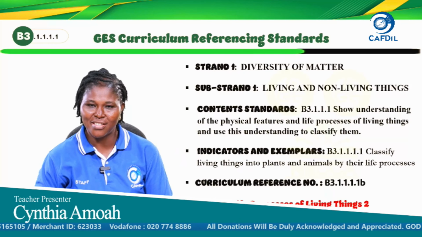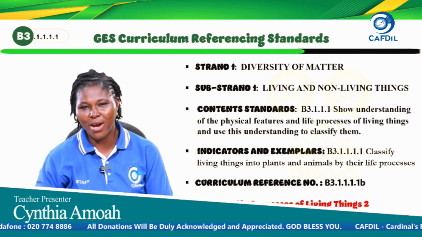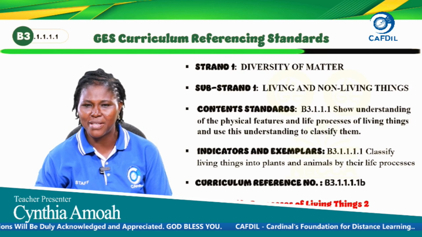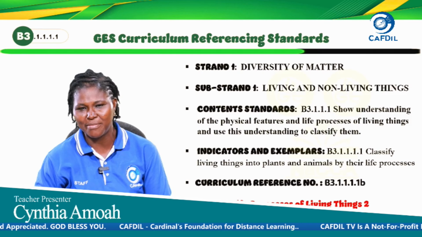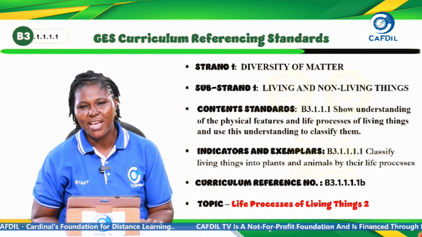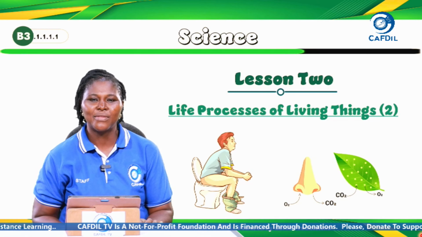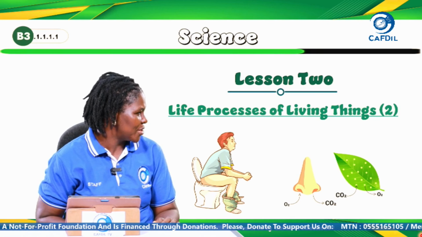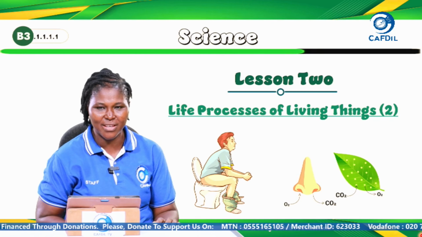Today, our strand for this topic is diversity of matter. Strand 1, diversity of matter. Our indicators and exemplars: classify living things into plants and animals by their life processes. Good. Now, this is lesson 2, on life processes of living things.